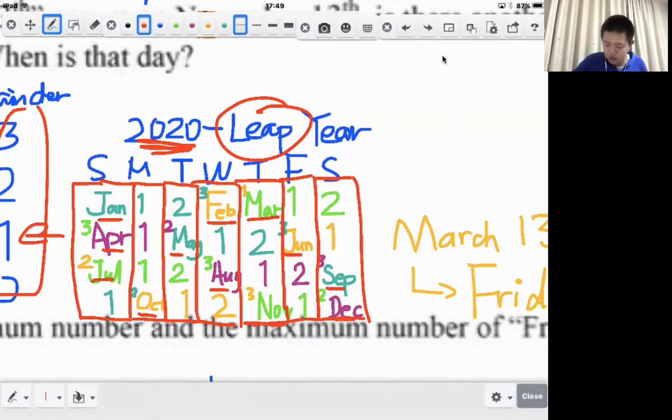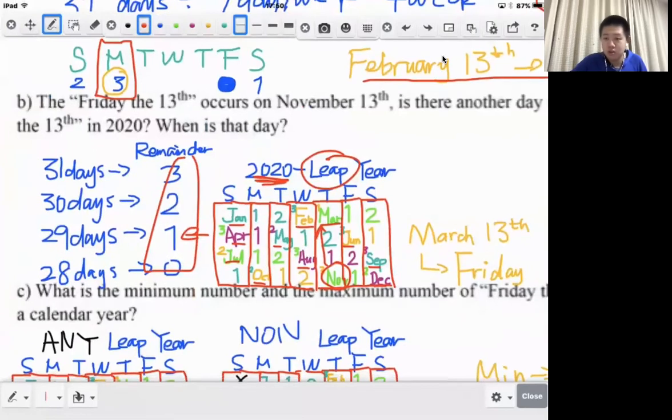As the question said, there's a Friday on November 13th. This means that there's also going to be a Friday on March 13th because they're in the same group, I would say. So the answer would be March 13th for this one.